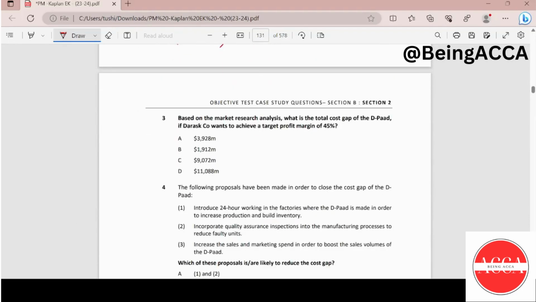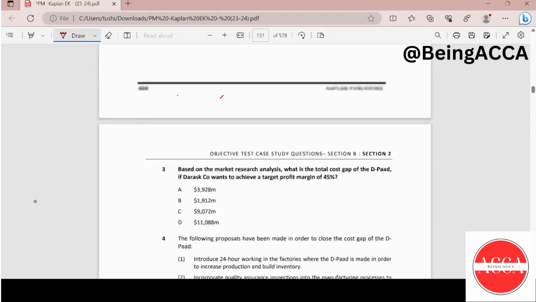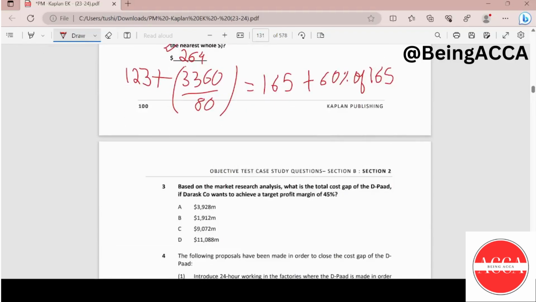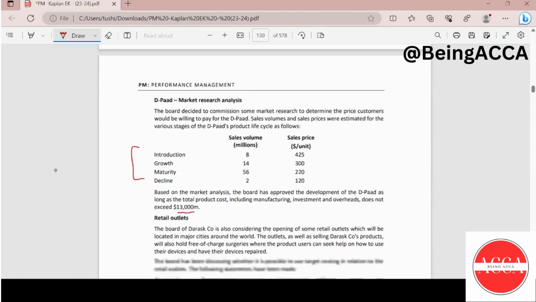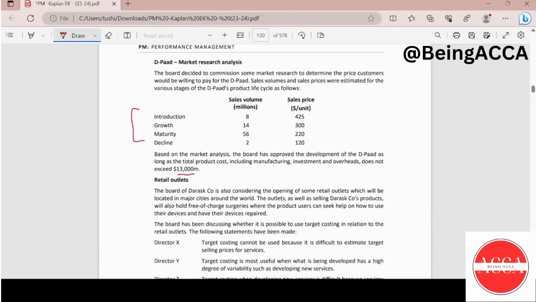Moving on, the third question asks me, based on the market research analysis, what is the total cost gap of the D-pad if Darask Company wants to achieve a target profit margin of 45%? Okay, so we will be using the market research analysis data over here. This is our market research analysis. These are the sales volume and sales prices. Let me first find out the sales revenue over here.